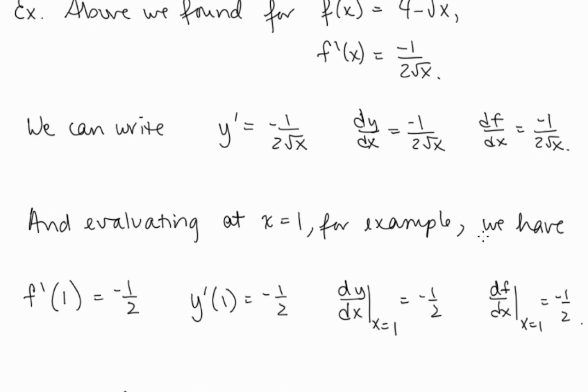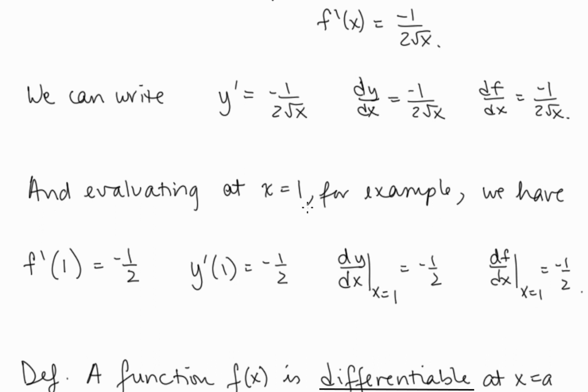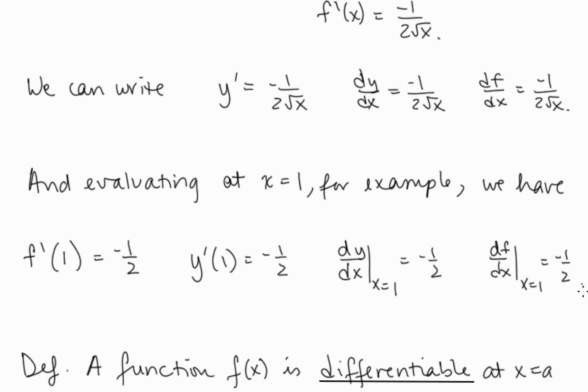And evaluating at a particular point, say evaluating at x equals 1, we could say f prime of 1 is equal to negative 1/2, or y prime of 1 is equal to negative 1/2. Or we could use the evaluation bar for these two. We would have dy dx at x equals 1 is equal to negative 1/2, or df dx at x equals 1 is equal to negative 1/2. And so again, in the next lesson, we're going to be doing lots of shortcut calculations for derivatives, and so we'll be using these notations much more. But let's continue on here.